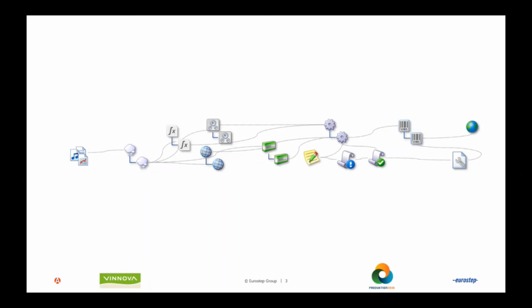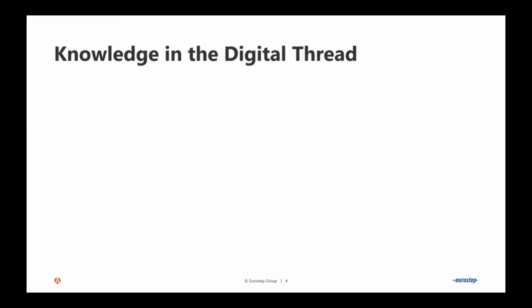But the good thing with all these relations that I talked about is that you can use them to build a digital thread, going from the left to the right, going forward, and from the right to the left, backwards. And that way we can build a lot of knowledge, or this structure contains a lot of knowledge. Knowledge in the digital thread.